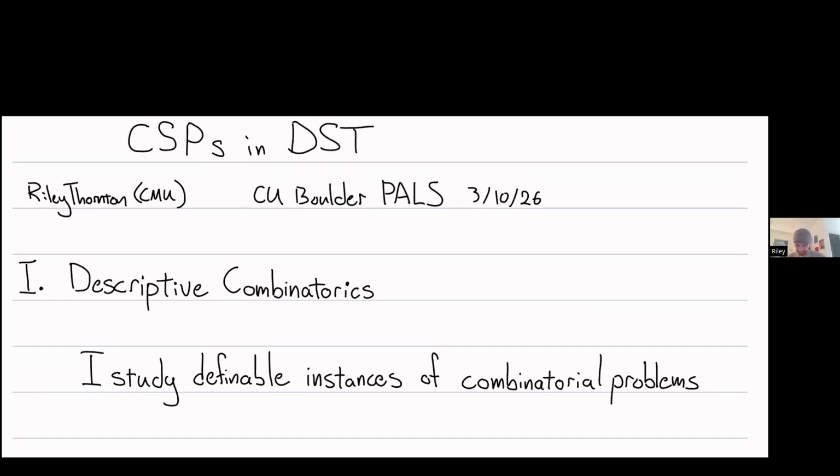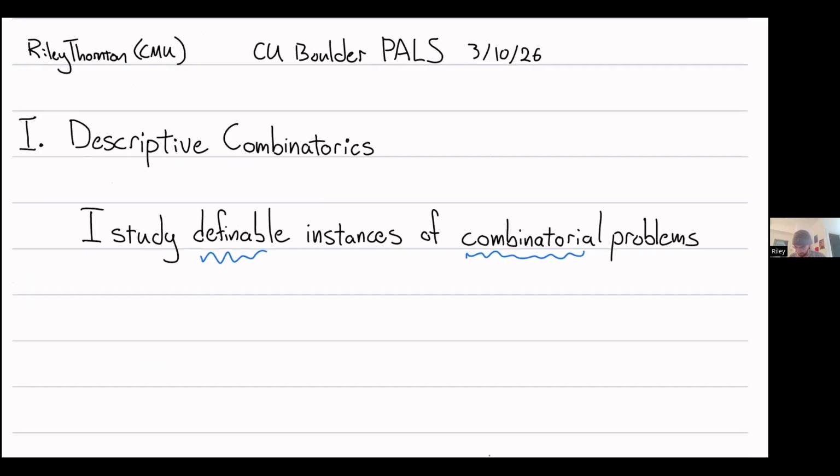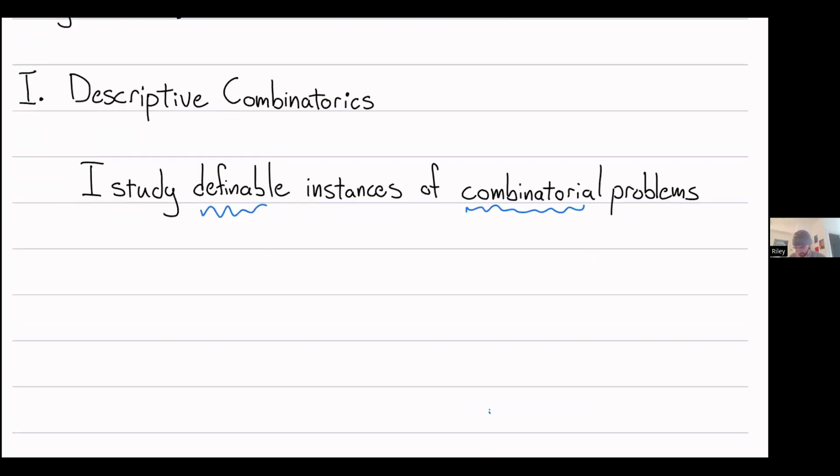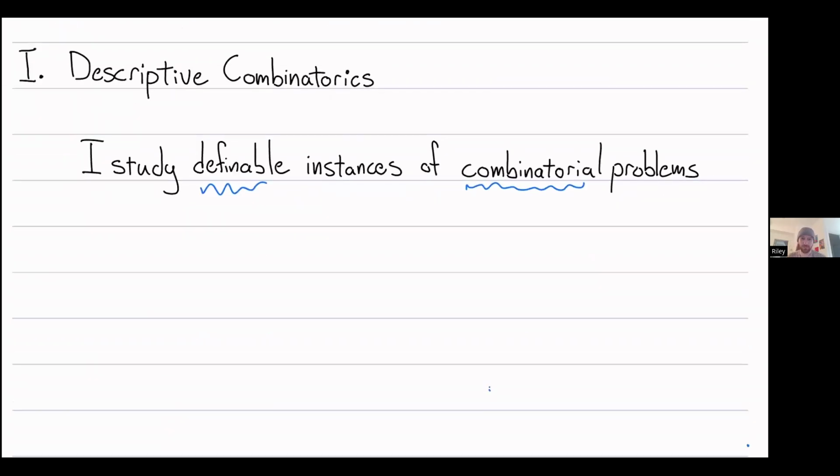Okay, so I work in descriptive set theory and more narrowly in an area called descriptive combinatorics, where we study sort of definable instances of combinatorial problems. So what do these words mean? First off, combinatorial problems, very broadly: we have some sort of structure, typically a relational structure, maybe something like a group action, and we want to decorate it or find some sort of map out of the structure.